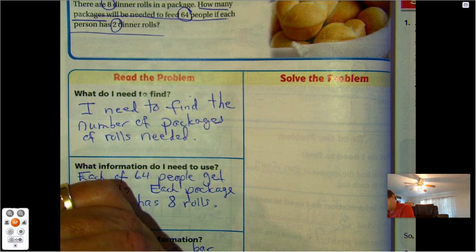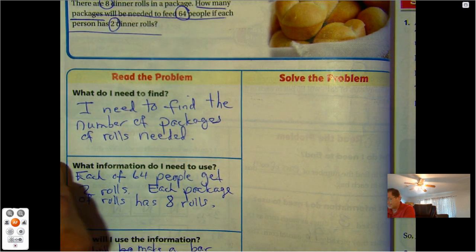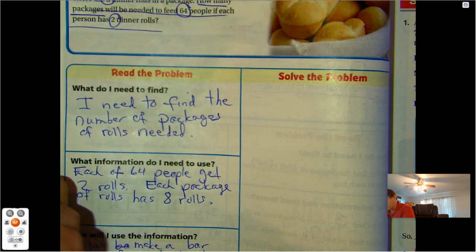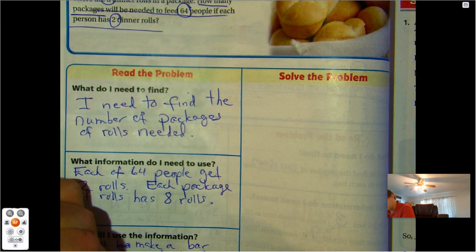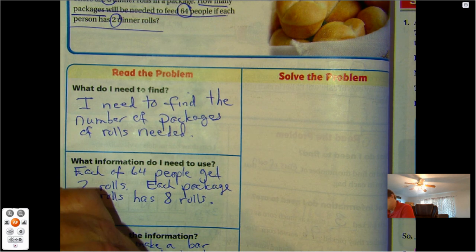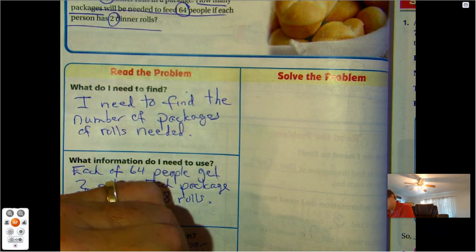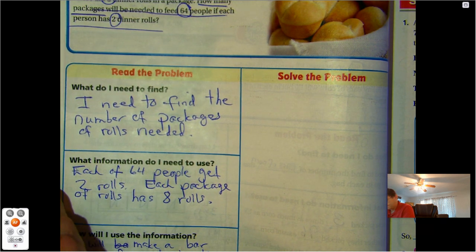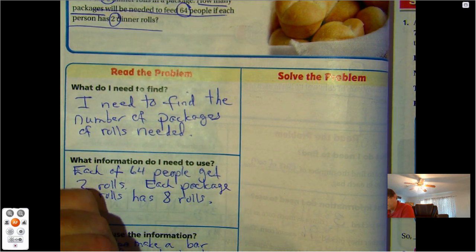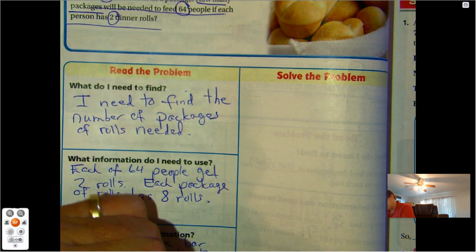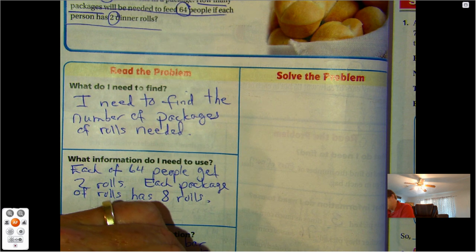Okay, remember the purpose of a bar model is to help you visualize or to see the information. Then what are we going to do? Then I will multiply to find the total. And then we're going to divide that total by the number of rolls per package.